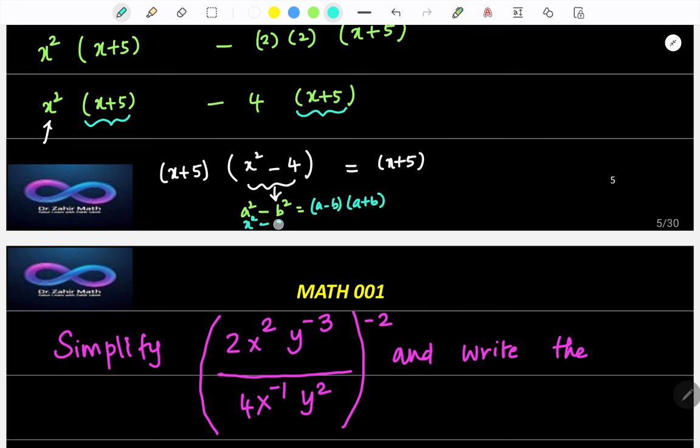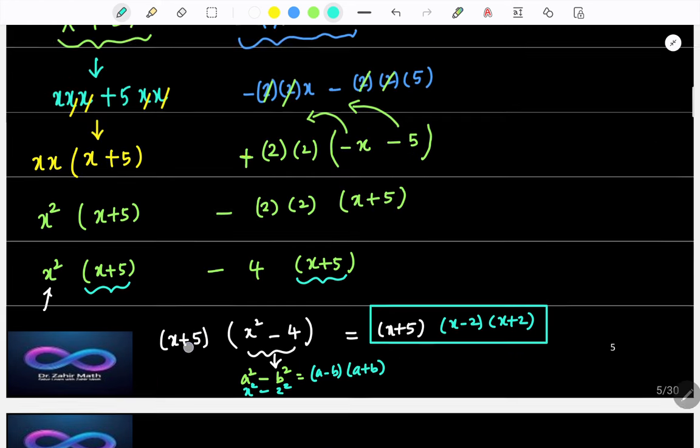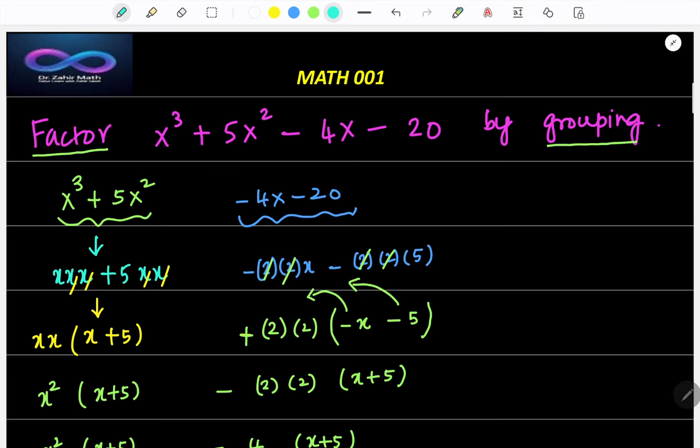So here x power 2 minus 2 power 2. So what will be there? X minus 2 and x plus 2. So this is going to become your final answer. I'm not finding the value of x. Why? Because the question is what? Factor, not solution. Now you go to your calculator.